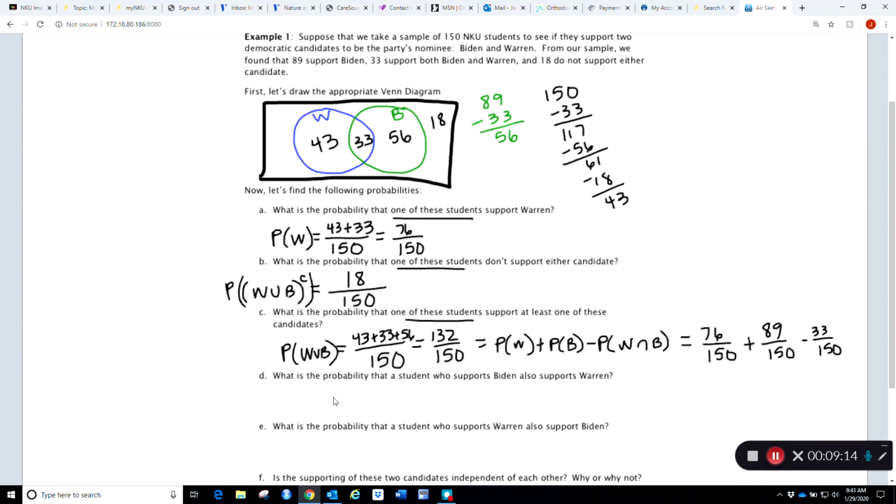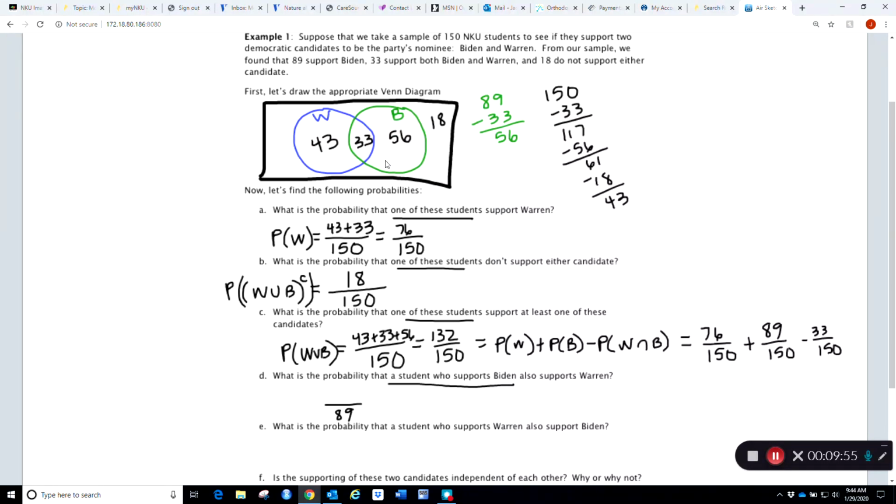Next, we want to find the probability that a student who supports Biden also supports Warren. This one's phrased a little bit different. We're not talking now about just any of these students. We're talking about a student who supports Biden. Well, how many students supported Biden? There were 89 of those to begin with, right? I can see that here in the problem, or look at my picture to see, well, there was 89 students then who support Biden. Now we want to find, well, the number of those 89 students who also support Warren.